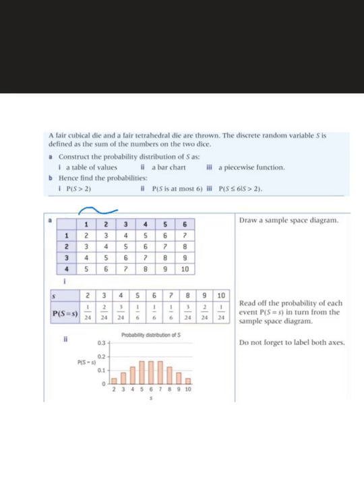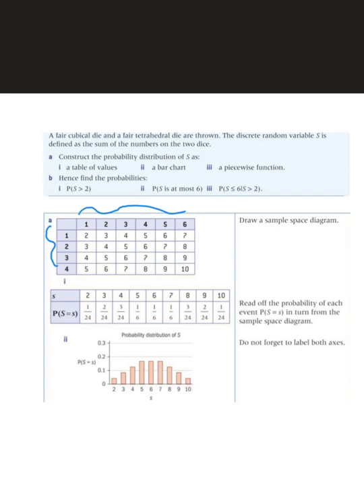So here is your cubical die and here is your tetrahedral die. And you are finding the sums. So 1 and 1 make 2, 2 and 1 make 3, etc., right? And then you're using the results from A to create the probability distribution table. So what's the probability of getting a sum of 2, 3, 4, all the way up to 10?